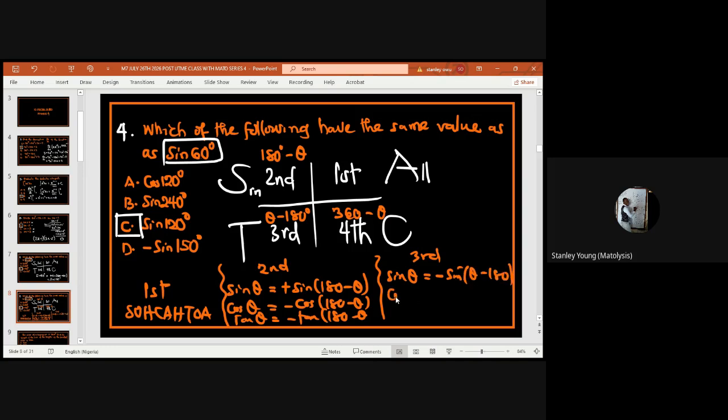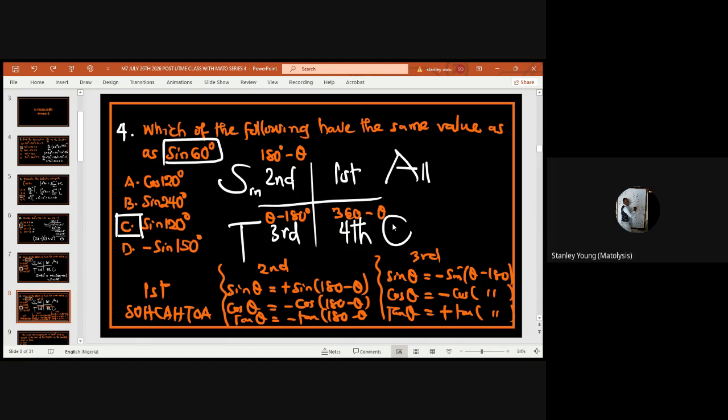And cosine is also negative. We have cos of this angle. We have tan theta, that's positive, plus tan of what? This angle. Now you go ahead and do the one for fourth quadrant, but the angle you make use of is 360 minus theta, and also acknowledging that only cosine is positive, others are negative.